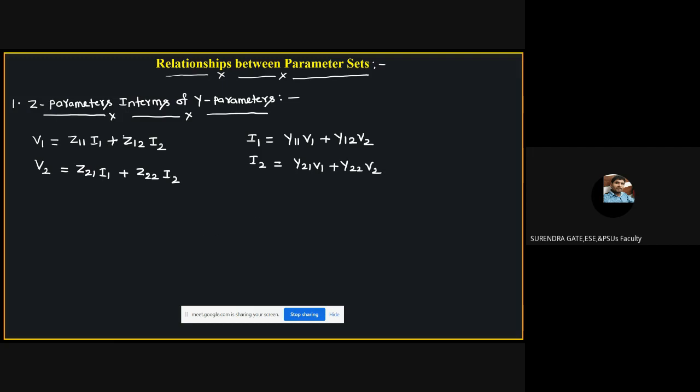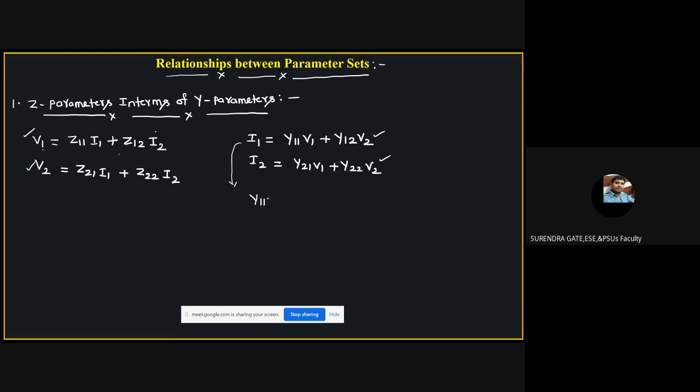Now see, friends, in order to compare these two parameter sets, you convert these Y parameter relations. Z parameters are written as voltage in terms of current, while these are current in terms of voltages. So you can also convert these into voltage in terms of current. Then see, from this one, I'm writing like this. Shall I write like this, friends?